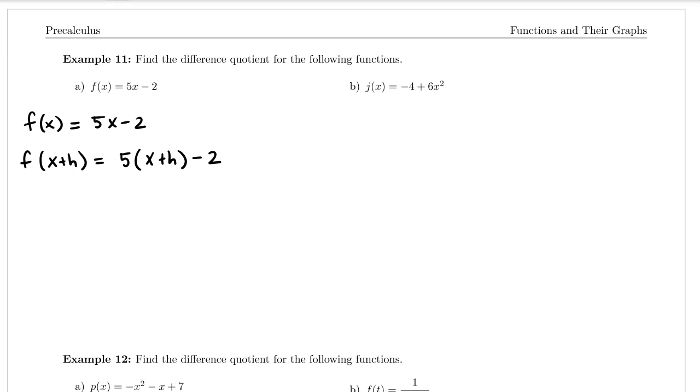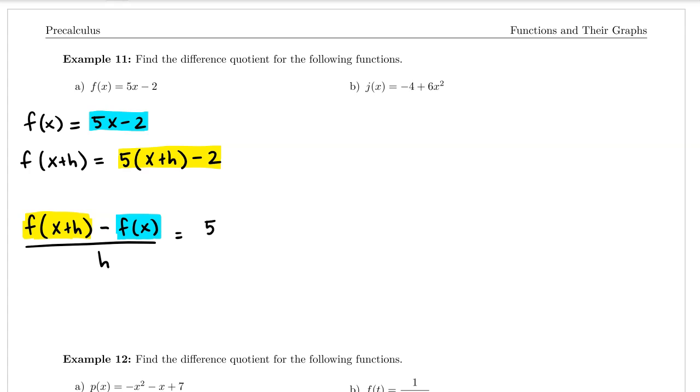Now I'm going to write the formula for the difference quotient, which is f of x plus h minus f of x all over h. And I'm going to highlight some things. So f of x plus h I have here, and that is this expression here. In fact, we've rewritten f of x plus h so that it's just this expression here. And then f of x, we're going to end up subtracting that, and that is here equal to 5x minus 2.